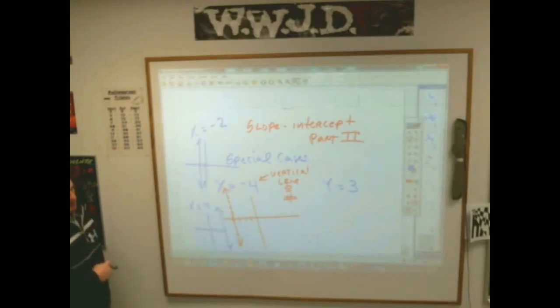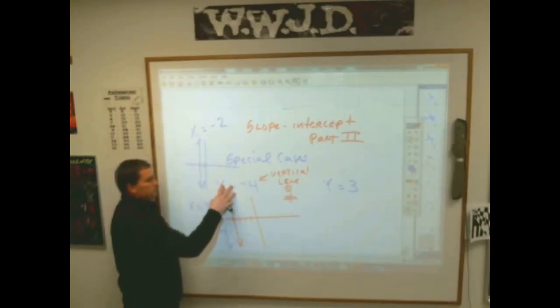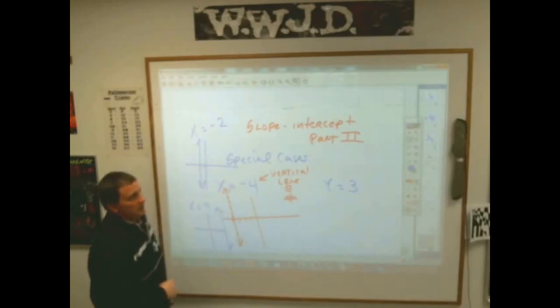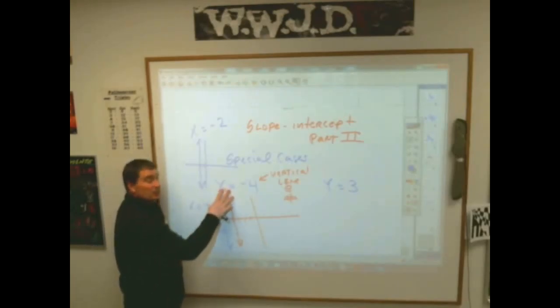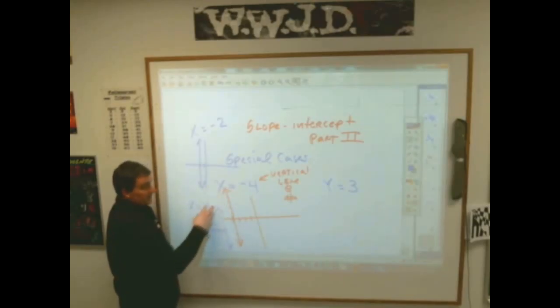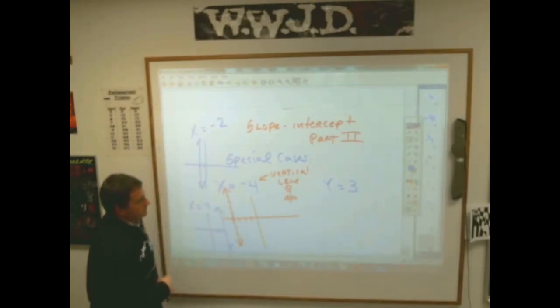Okay? This really doesn't have, well, gosh, we should talk about that too. We won't talk about that. This really doesn't have any slope. There's no slope to this line actually right here, and we'll talk about that later. Well, maybe we won't.